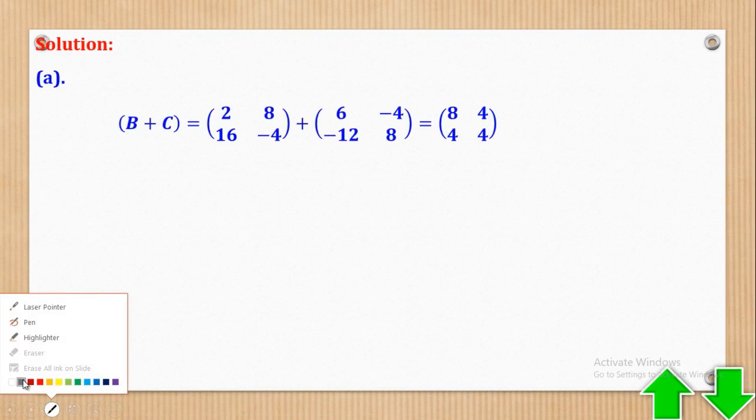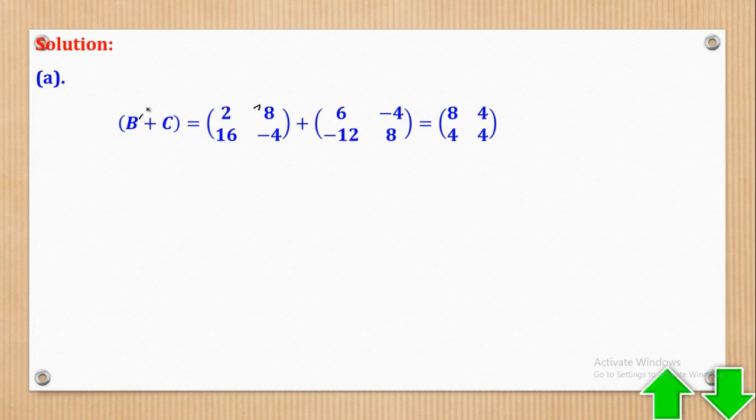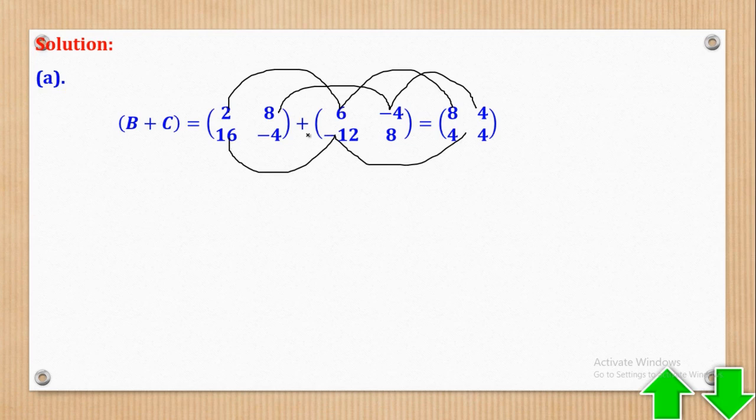So we have to first add matrix B plus C. So this is B and this is C. So when you add, you realize that 2 plus 6 is 8, 8 plus negative 4 is 4, 16 plus negative 12 is 4, negative 4 plus 8 is positive 8.